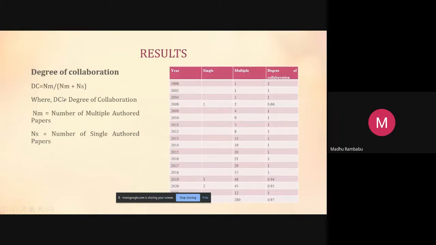Degree of collaboration. DC equals NM by NM plus NS, where DC is degree of collaboration, NM is number of multiple authored papers, NS is number of single authored papers. This gives a confirmation of how many multiple authored papers and how many single authored papers there are in a particular year.